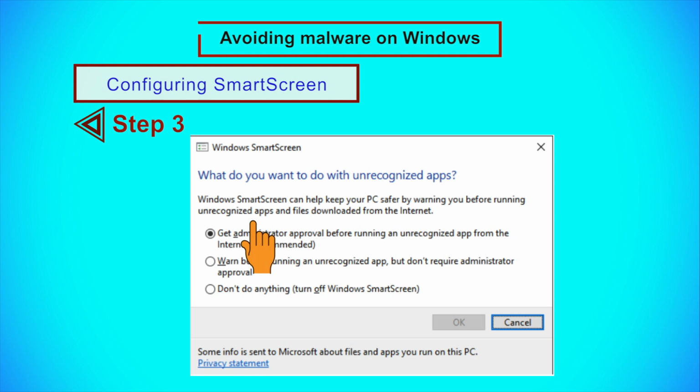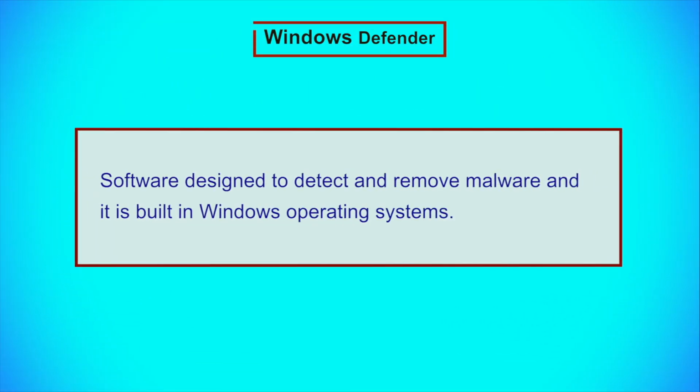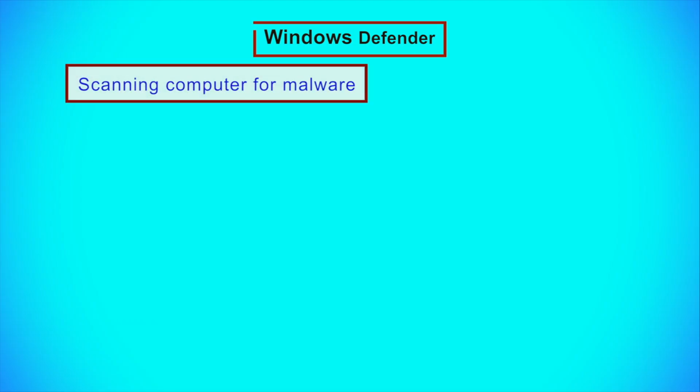Step 3. Select the recommended option, Get Administrator Approval before running an unrecognized app from the Internet, to use SmartScreen protection against malicious URLs. Or select Warn before running an unrecognized app if your system does not offer the previous option. Windows Defender is a software designed to detect and remove malware, and it is built into the Windows operating system. To scan your computer for malware with Windows Defender, follow these steps.